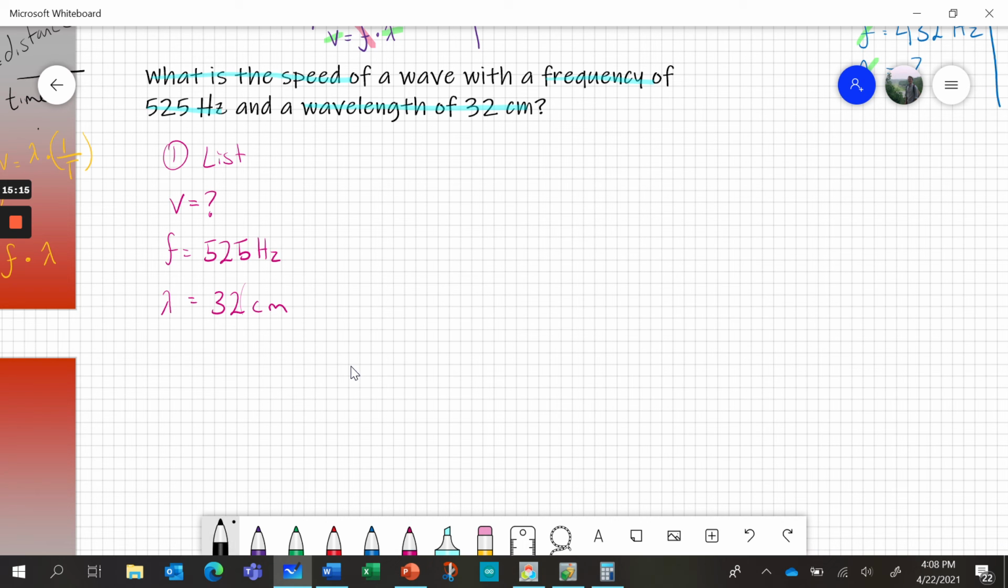If you remember, the metric scale goes King Henry died unexpectedly drinking chocolate milk. So we're at cm. C is here, and we need to get to just regular m, which is here, which is 2 spots to the left. So we need to move our decimal 2 spots to the left. So we have 0.32 meters. We just converted centimeters to meters. You could also do this on the internet, though you should be able to do it this way because that was really simple. So let's go to step 2.